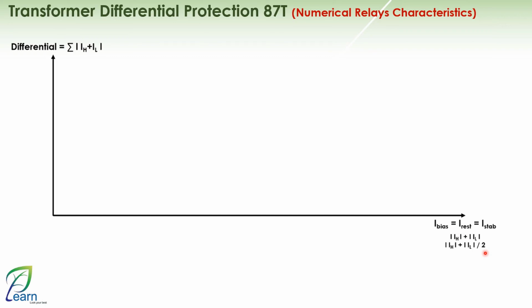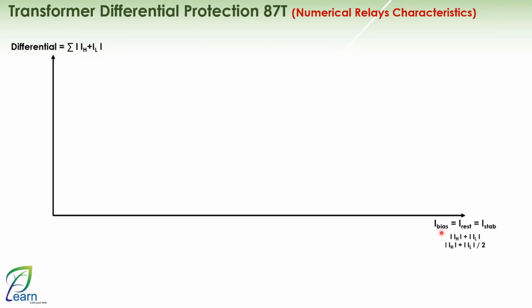Okay, let's go back again. When we had Merz-Price, we agreed that it faced a set of challenges during the different operating conditions, and we solved them using the bias differential. Let's see how we will solve them using the numerical relay. So, when did you face these challenges? You faced them in the different operating conditions. In the different operating conditions, the operating condition was based on the load.